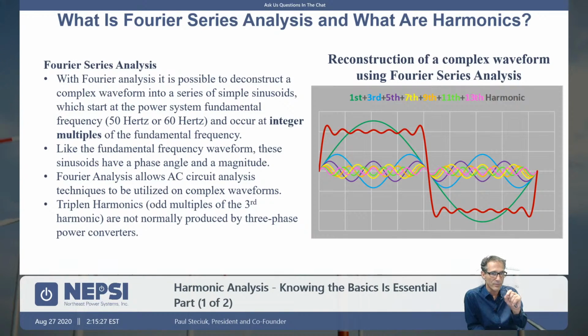There might be a small amount of third harmonic. We'll call that a positive sequence third harmonic. But for the most part, the third harmonics are most often eliminated in harmonic analysis, especially with VFD drives and other similar three-phase devices. So not true for arc furnaces, though.